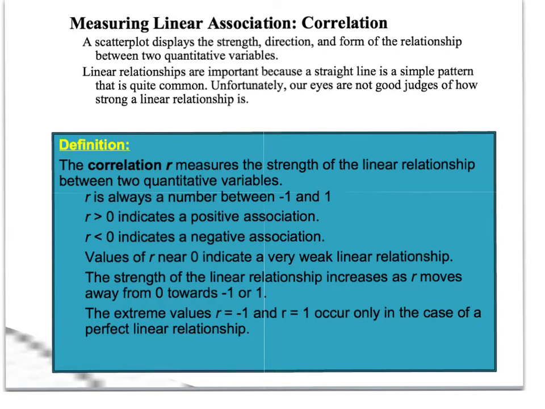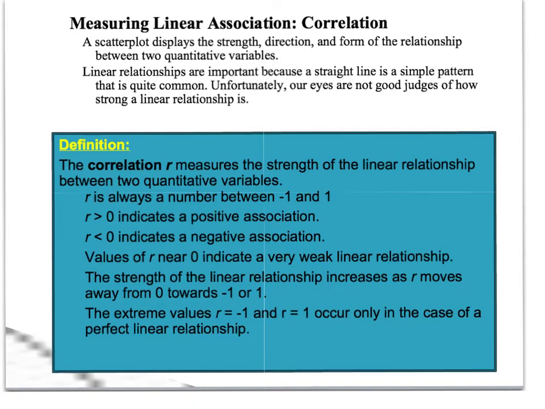The first one is the strength, if it's a moderate, strong, or weak relationship. Direction being positive or negative, and the form of the relationship, usually linear or something that's not linear, i.e. a curve. Okay, linear relationships are what we're going to start out looking at, and they are most important because it's a straight line, it's a simple pattern, and it does happen a lot in real life.